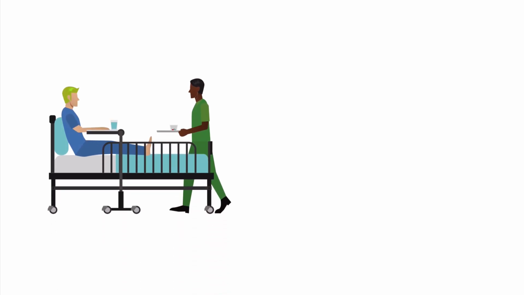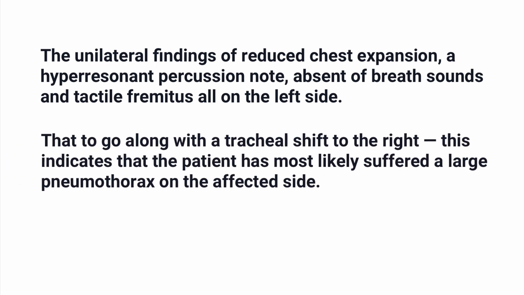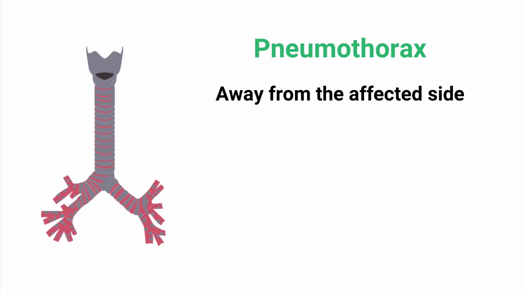By assessing this patient and reading what they told us in the question, we can quickly determine that the correct answer has to be a left-sided pneumothorax. The unilateral findings of reduced chest expansion, a hyperresonant percussion note, absent breath sounds, and tactile fremitus all on the left side, along with a tracheal shift to the right, indicate that the patient has most likely suffered a large pneumothorax on the affected side. Now remember, for a pneumothorax, the trachea will shift away from the affected side. You can rule out left-sided atelectasis because in that case the trachea would shift to that side.